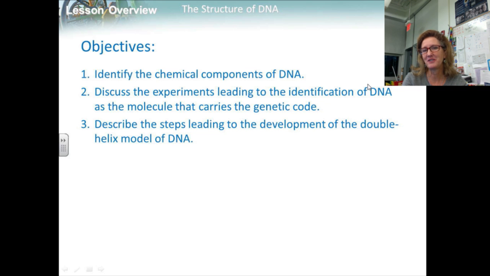Our objectives are to identify the chemical components of DNA, discuss the experiments leading to the identification of DNA as a molecule that carries genetic code, and also describe the steps leading to the development of the double-helix model of DNA.